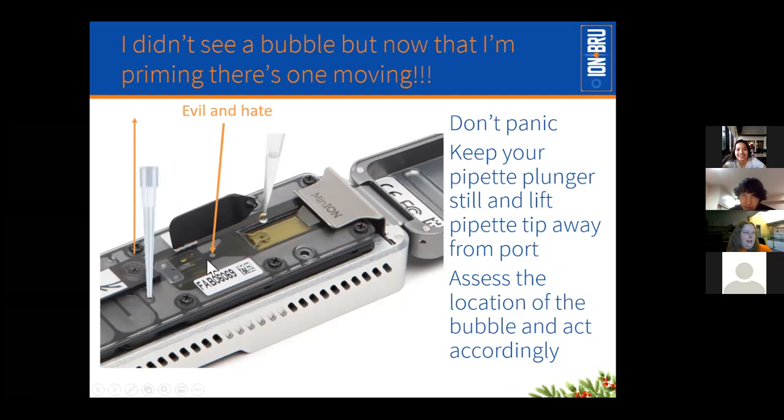And if you are priming and you see a bubble, do not panic. Keep your plunger where it is, remove the pipette, and then assess where it is. Because a lot of people, when they see a bubble moving, they panic and just let go of the plunger, which is the last thing you want to do, because then you're just going to pull all the fluid out of your flow cell. And it's a sad, sad thing to happen, but it does happen. So yeah, just be careful.